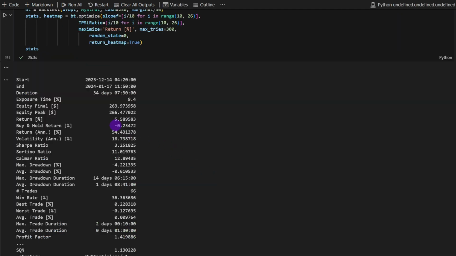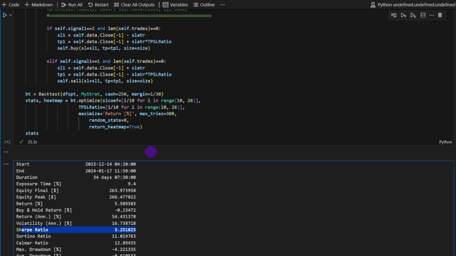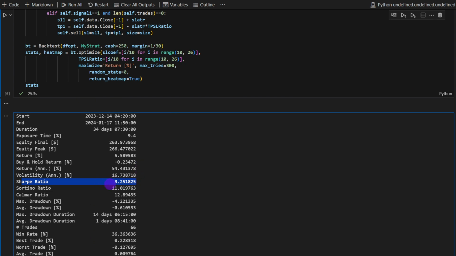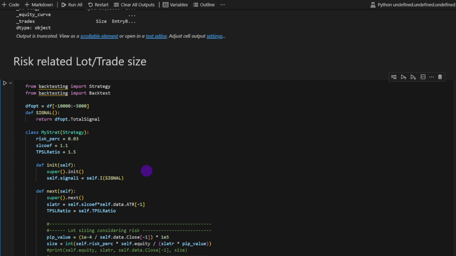And here we go. So we have 5.5% in returns. We were around 3% previously, but the Sharpe ratio is now 3.25 instead of 3.5. So as you can see, we increase the risk, we're going to decrease the Sharpe ratio. Sharpe ratio doesn't like risk. And at the same time, we're going to increase our returns. And it's up to us to find this balanced risk that we're going to use.